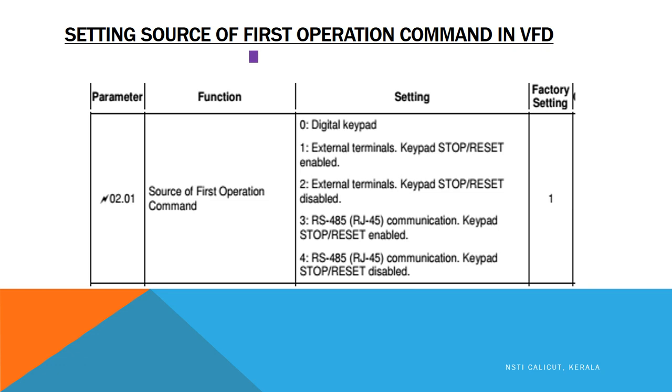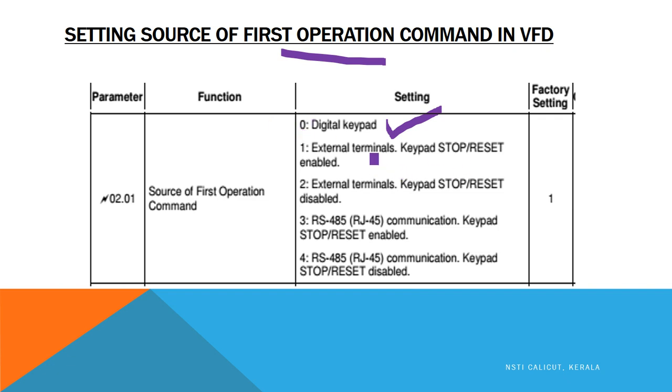Next is the setting of the first operation command. What does it mean? Suppose we have a normal motor. You will be starting it maybe with a DOL starter, auto transformer starter or rotor starter. But here no separate starters are available. How are we going to start? It is either by the digital keypad. We have seen this in a previous video. The digital keypad has a button known as run or stop. By that we will be able to run.